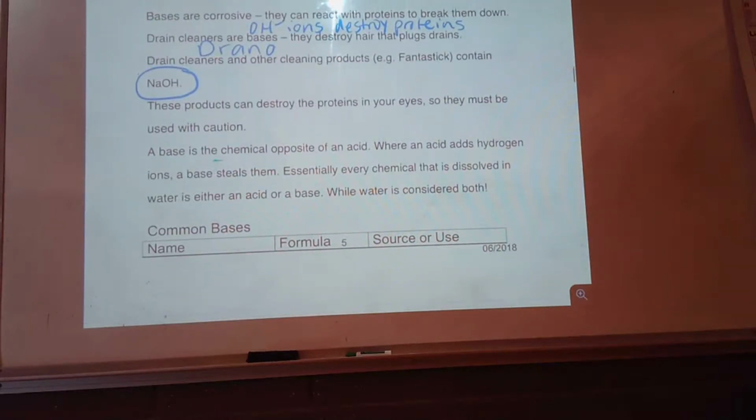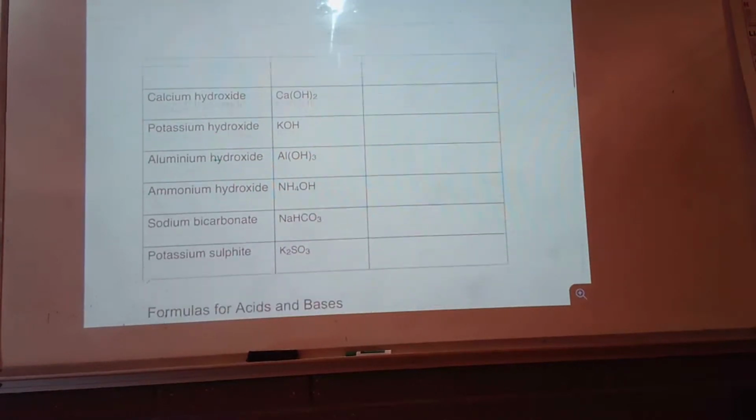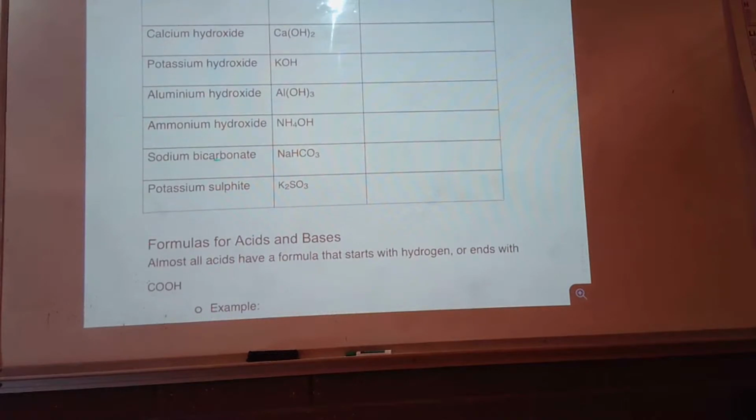Just like we had a table of common acids, we have a table of common bases as well. So, calcium hydroxide, potassium hydroxide. And with calcium, for example, it was formed by calcium 2 plus and OH minus. So that's why we have the subscript of 2 here. It's because the positive 2 charge from the calcium came down. And we use the brackets so that we know we have 2 oxygens and 2 hydrogens.